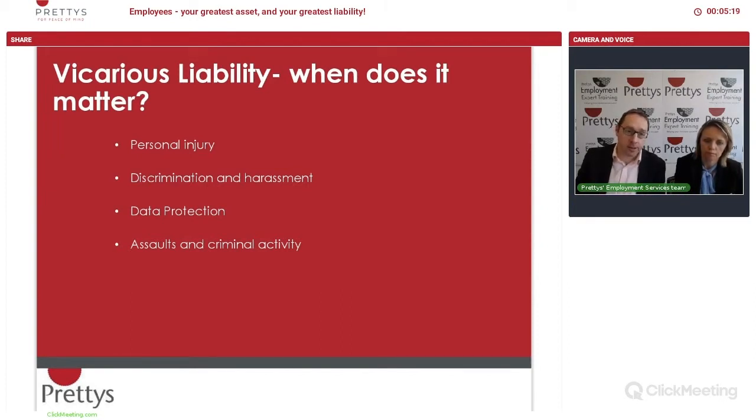Thirdly, very significantly, liability in terms of data protection. We'll look at the Morrison's case. What happens when you have a rogue employee who deliberately seeks to harm, to breach data protection laws? And finally, assaults and criminal activity. When can the employer be liable for those acts? And there have been a number of cases in this area as well.